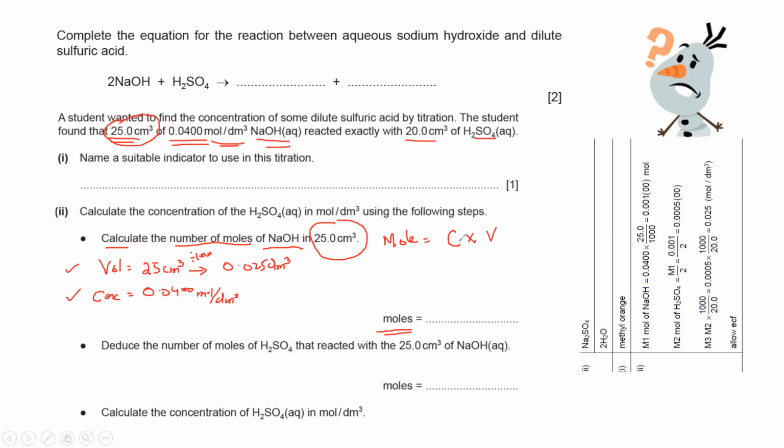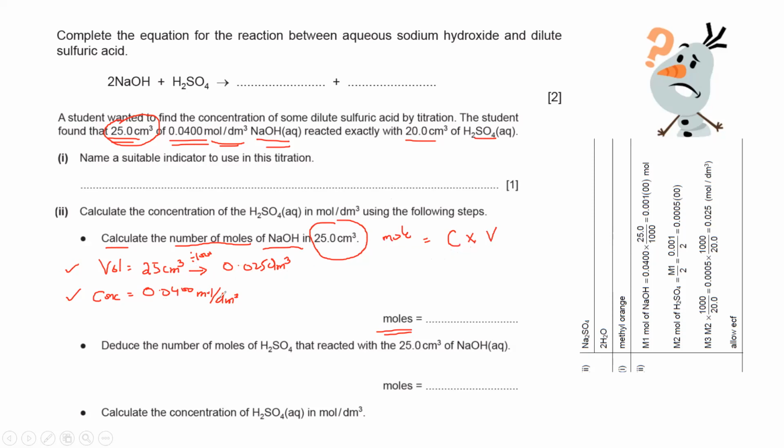In exam, you can also write in short. That is acceptable. And to represent the moles, you can use the letter small n. So n is equal to C into V, or if n is confusing, you can say moles equal C into V. So moles equal concentration into volume.